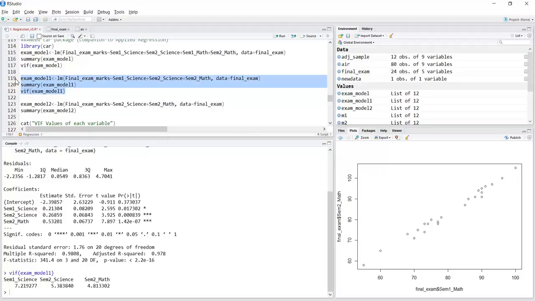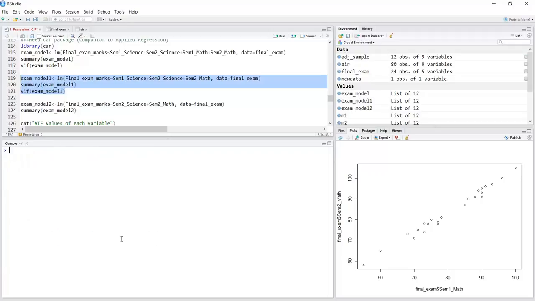Again, I'll find the VIF. R square is good, adjusted R square is good. What is the VIF value? Semester 2 mathematics, VIF changed, right? Less than 5. We should not drop both semester 1 and semester 2. Is there still multicollinearity in this data? Yes. Looks like semester 1 science has higher than 5, semester 2 science has higher than 5.